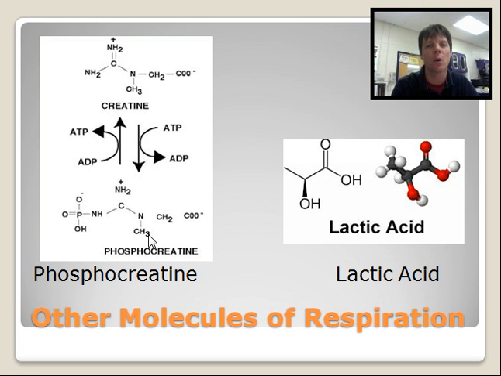Phosphocreatine is actually stored in your muscles. When sprinters start a race, the majority of the energy for their initial output in the race is actually due to the breakdown of phosphocreatine. That gives the runner about 6 to 7 seconds of energy.